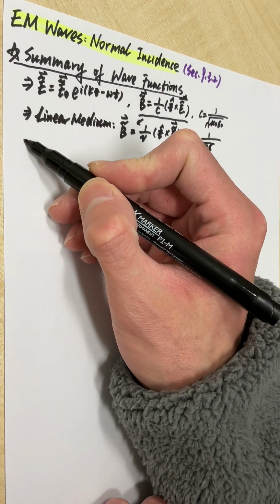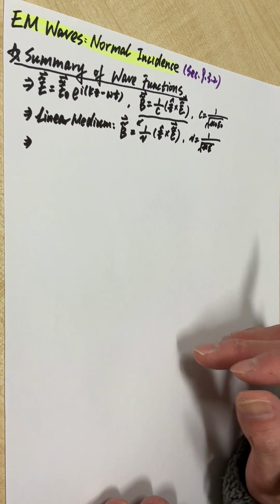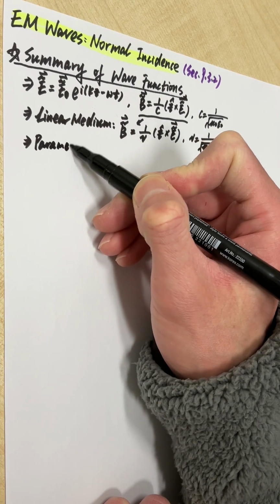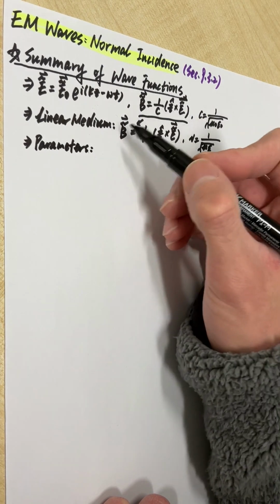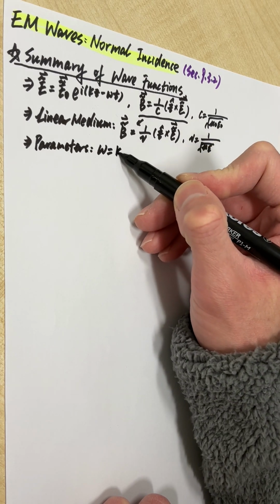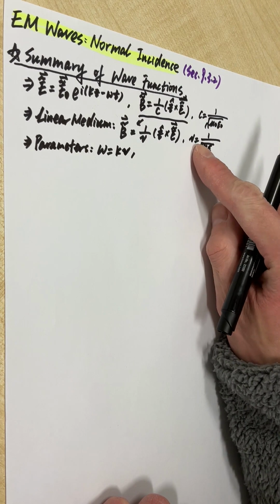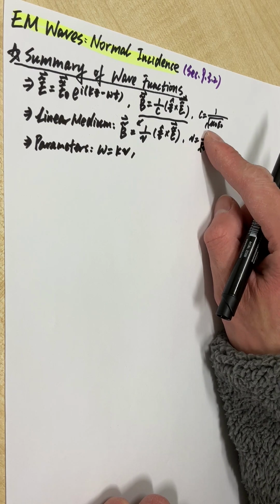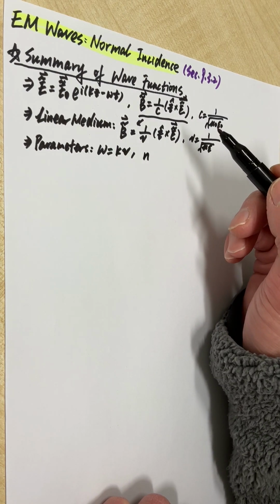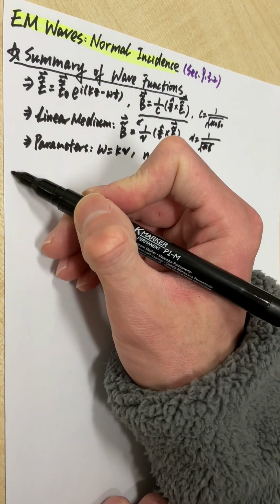And then we have some basic relationships between parameters that we're going to use quite a lot in this session. First of all, we have omega, which is the angular frequency. This equals kappa times v. And then, to describe how much slower the speed is compared to the speed of light in vacuum, in free space, we have the index of refraction, which equals c divided by v.